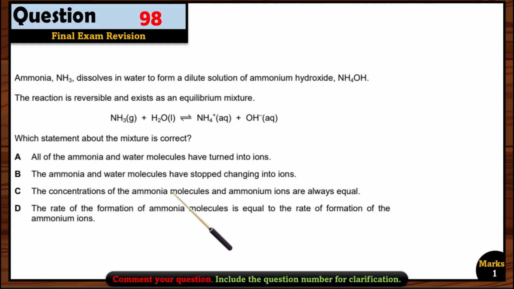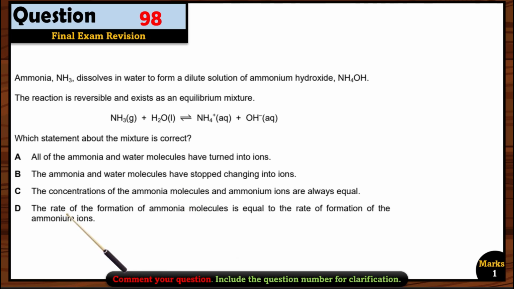Option B, the ammonia and water molecules have stopped changing into ions. Wrong, because it's a reversible reaction, so it will take place continuously. It will not stop. The concentrations of the ammonia molecules and ammonium ions are always equal. Wrong, because in reversible reactions, the reactant and product concentrations are actually constant but not equal. So we cannot choose the word equal here. The rate of the reaction will be equal, but the concentration will be constant, not equal.